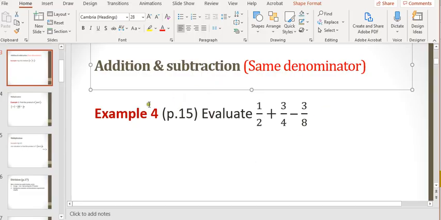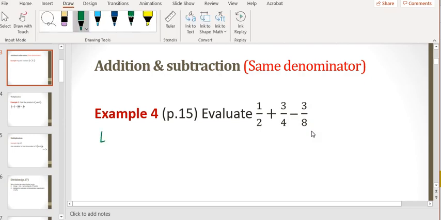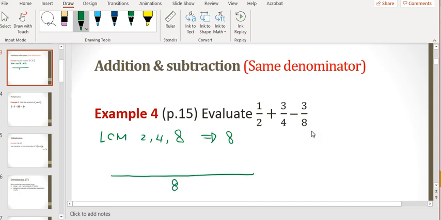Okay, let's go for some examples. This is the page number in the textbook. Since you don't have any textbook on hand now, no worries, I will share it with you. This example states: evaluate 1/2 plus 3/4 minus 3/8. First of all, what are you supposed to do? You need to get your lowest common multiple. The lowest common multiple of 2, 4, 8 is actually 8, right? So this one you need to times with 4, this with 2, and this with 1.